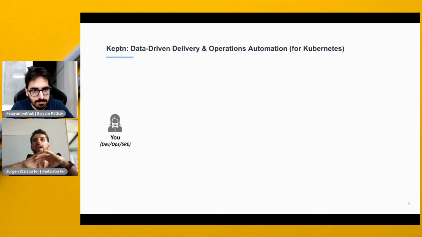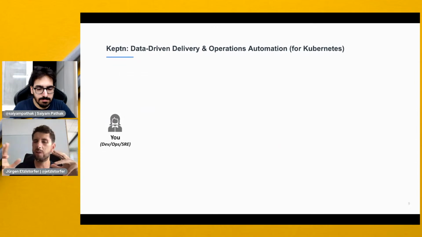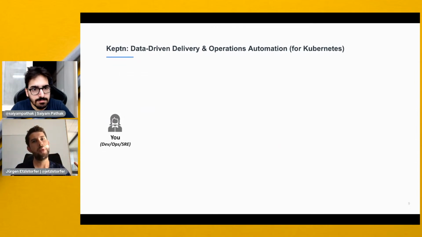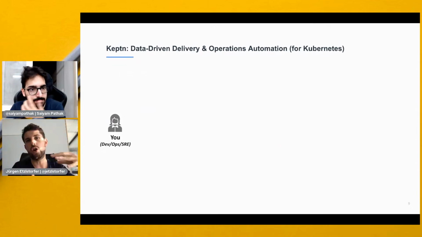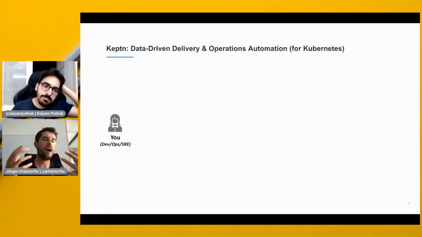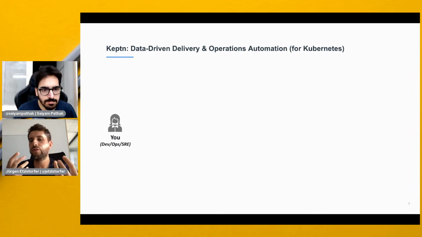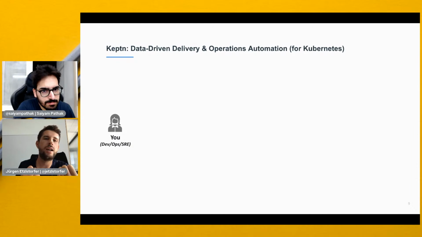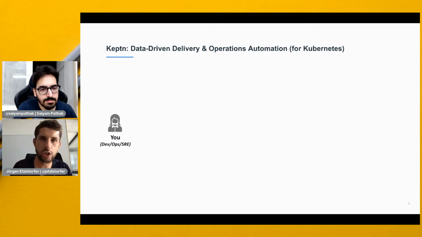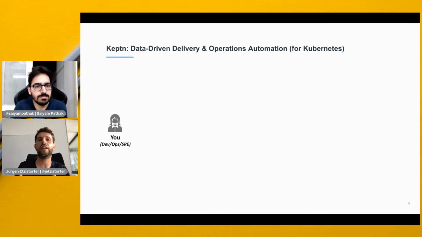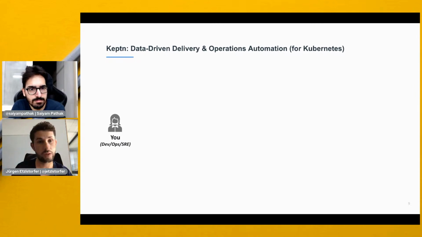So we've seen three more or less completely different use cases, but Keptn serves all of them. And how is that possible? What is Keptn? We have different terms for it. Let's say it's data-driven delivery and operations automation, and it's also an orchestrator for your DevOps tools.